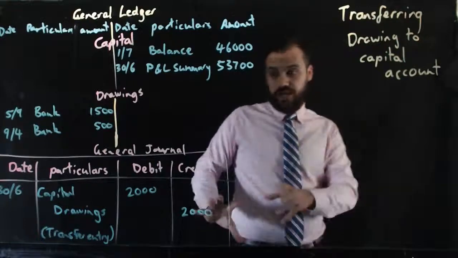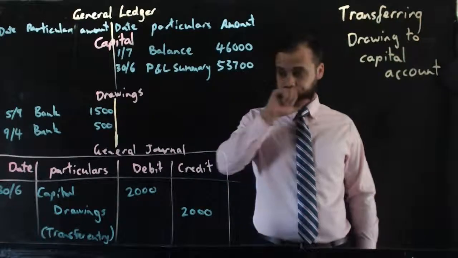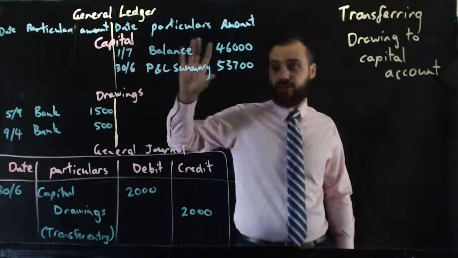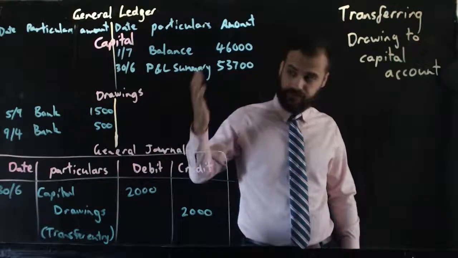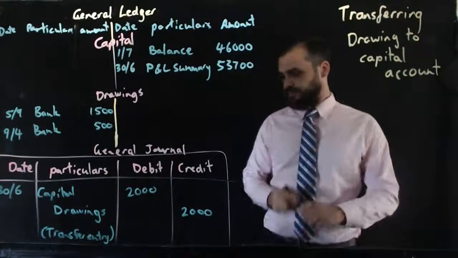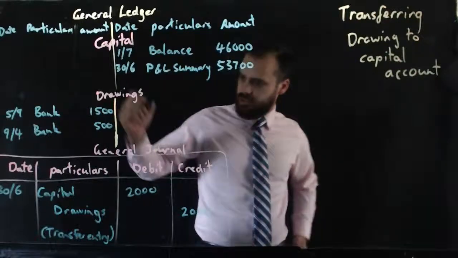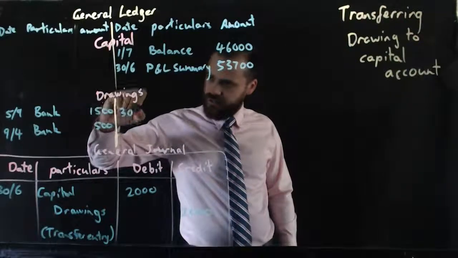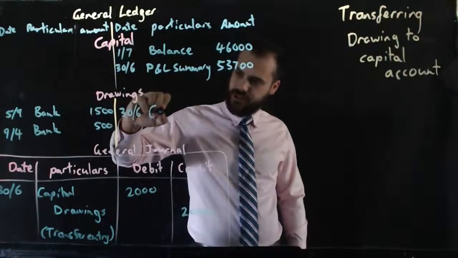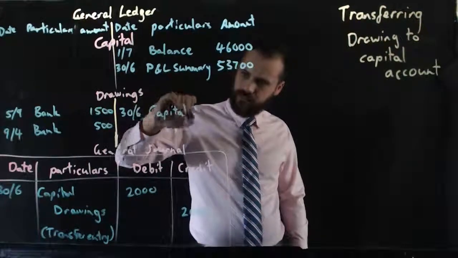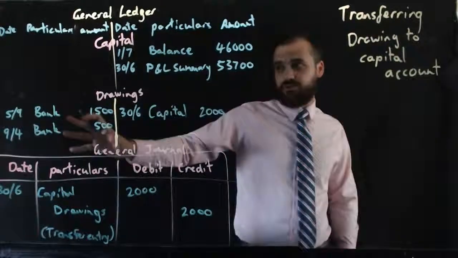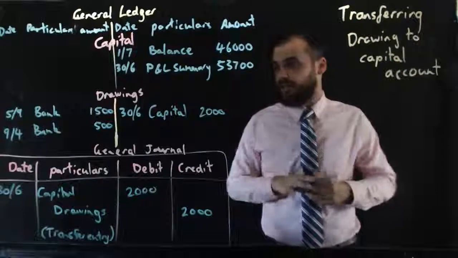Now that we've done our entry in our general journal, we just need to take that entry now and put it into our general ledger. So post that to our ledger. So this posting, let's use our blue pen here. This posting is happening on the 30th of June. Now, the matching transaction for drawings is capital, $2,000.